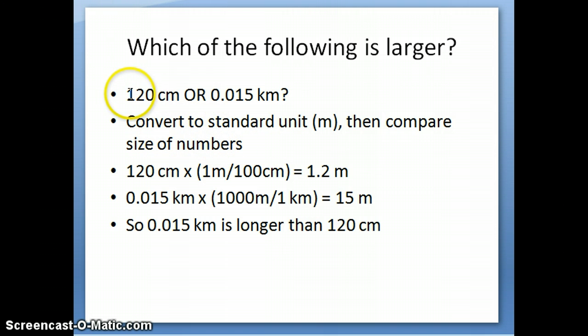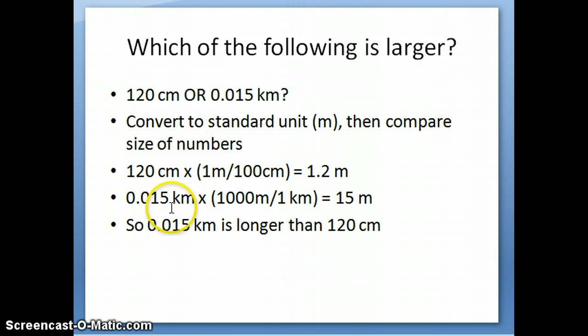So in this case, we want to take 120 centimeters and convert it to meters. Using the previous prefix relationship table, we know that 1 meter is equal to 100 centimeters. So to convert centimeters to meter, we just have to multiply 120 by 1 over 100, and we get that that's equal to 1.2 meters.